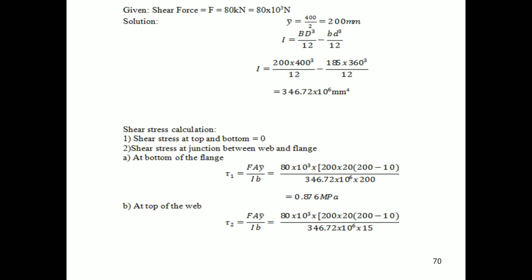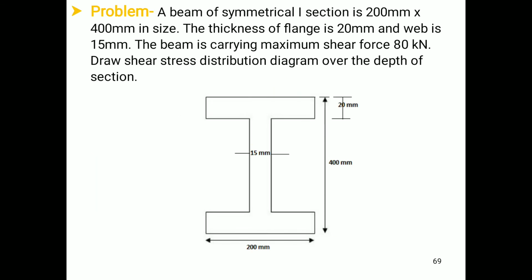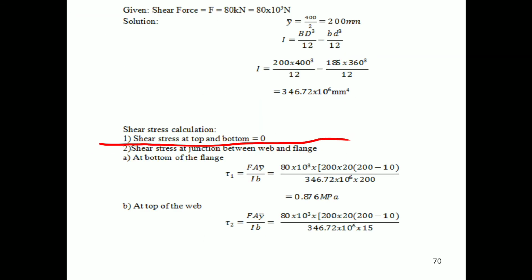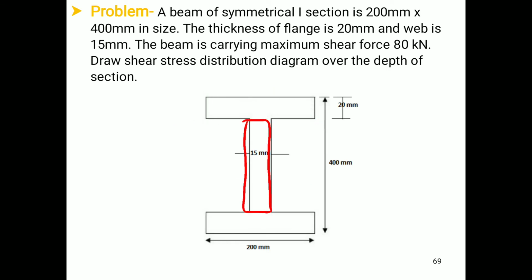Now, as discussed earlier, shear stress at the top and bottom will be 0. Now we have to find out the value of shear stress at the junction between web and flange. So this is web, this is flange, and both are connected over here. So this is the junction of web and flange. At the junction of web and flange, we will consider two things. First one, this is the bottom of flange.